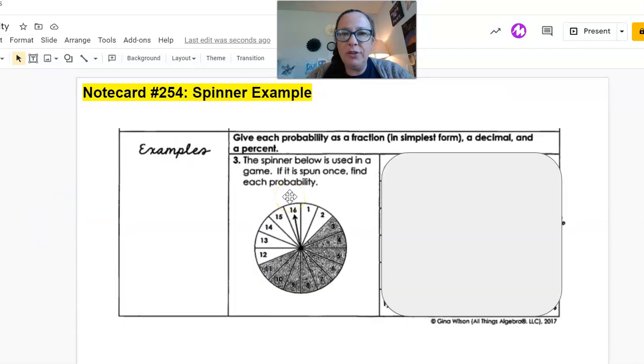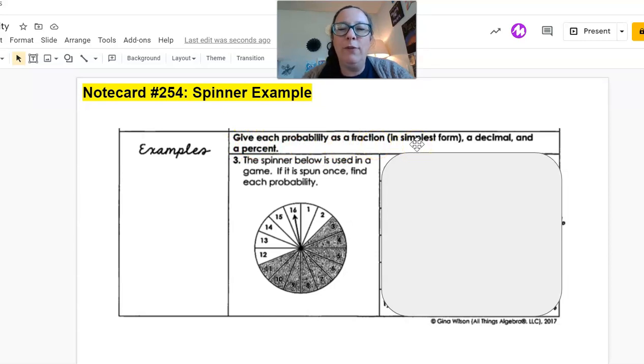All right, so let's jump into a spinner example. So here's a spinner. I know it's not the best quality image here, but it's got numbers 1 through 16, starting this way, 1, 2, 3, see them all? Yes. And numbers 4 through 11 are shaded, okay? So the directions are give each probability as a fraction in simplest form.